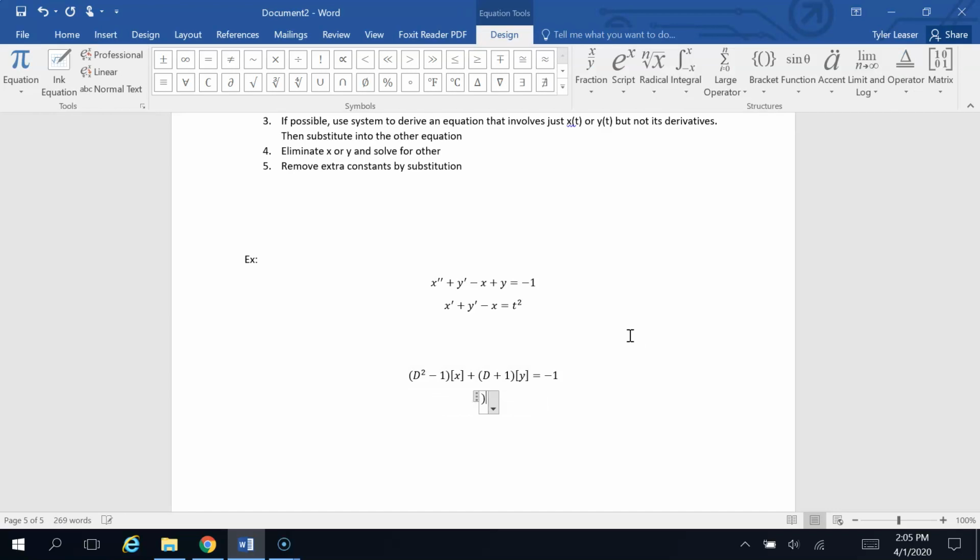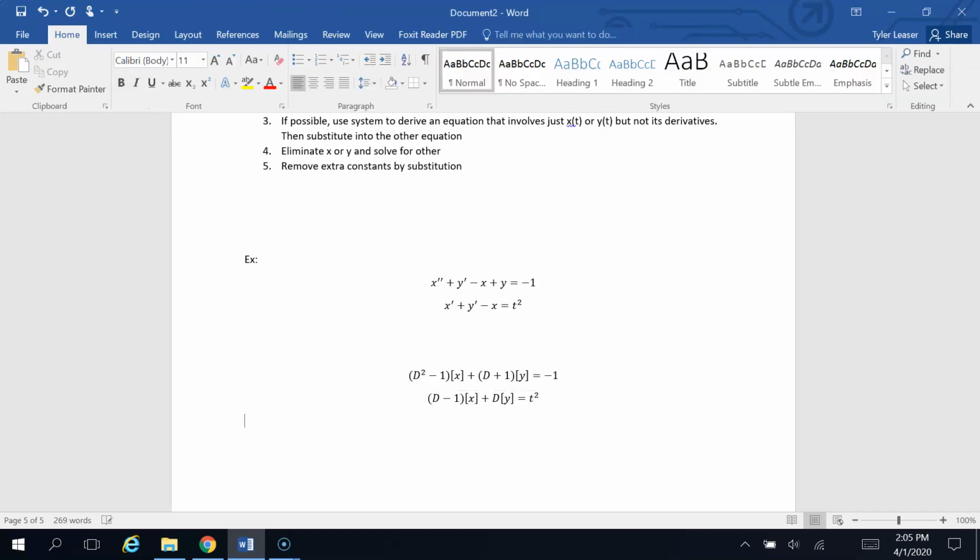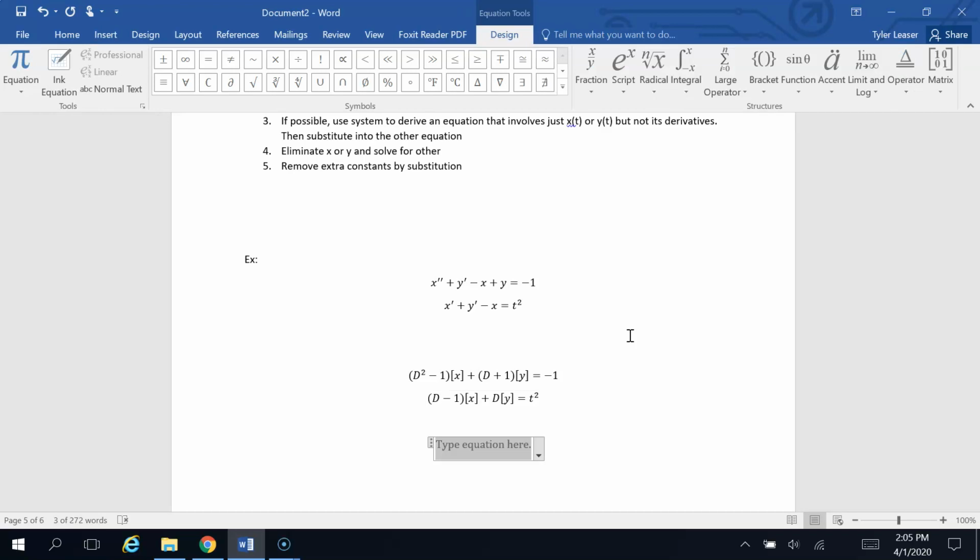For my second equation, as far as the x's are concerned, I have a first derivative x minus a 1x, so d minus 1 acting on x, plus I have just the single derivative on y, so just d acting on y, and that's going to be equal to t squared on the right-hand side. You don't have to do this next step, but just so you can visualize it a little bit, we could write out what my L operators are from the generic format up top. So L1 is d squared minus 1. L sub 2 is d plus 1. L sub 3 is d minus 1. And then L sub 4 is just the operator d.